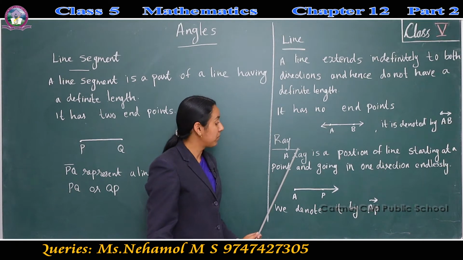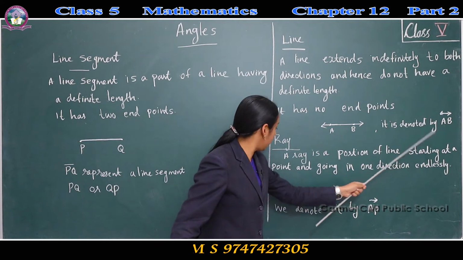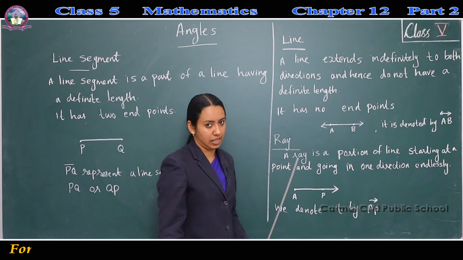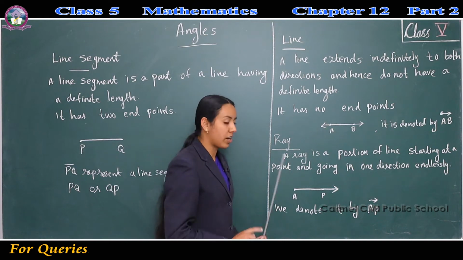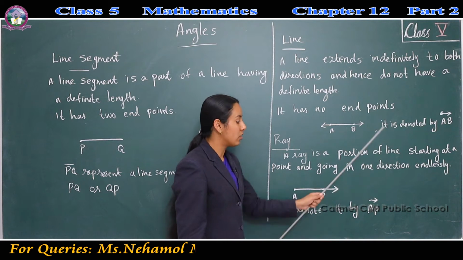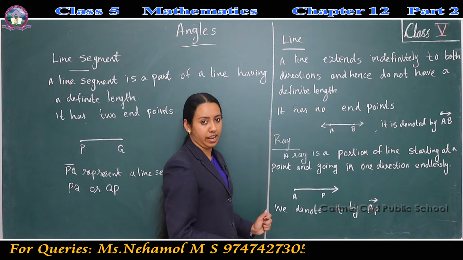Then next one, ray. What is a ray? A ray is a portion of a line starting at a point and going in one direction endlessly. That means it has one endpoint.